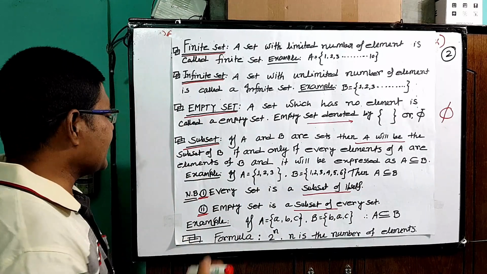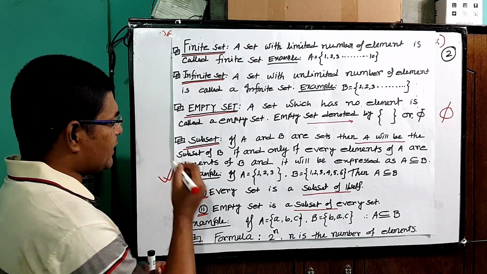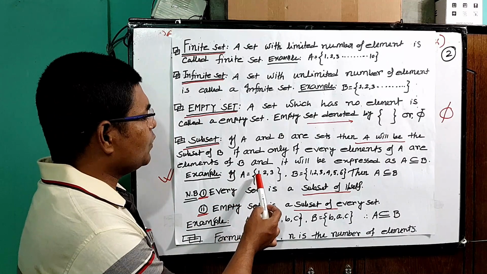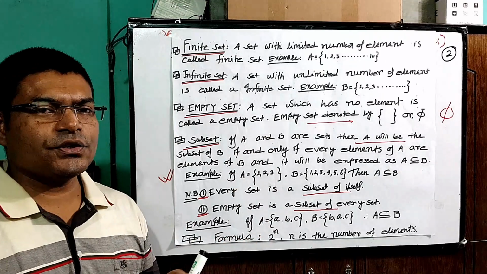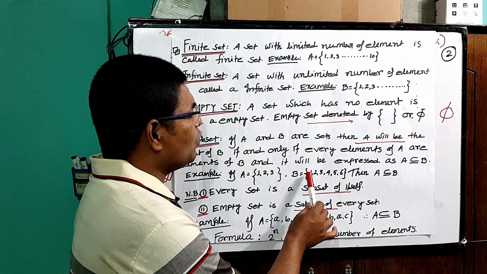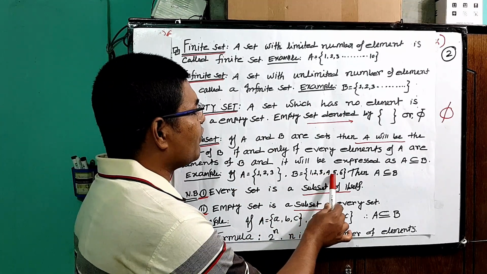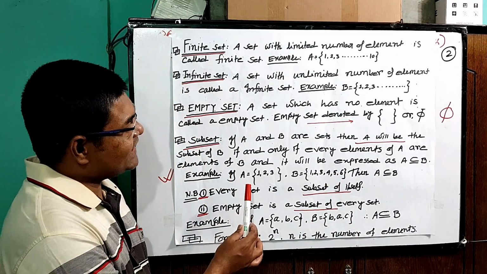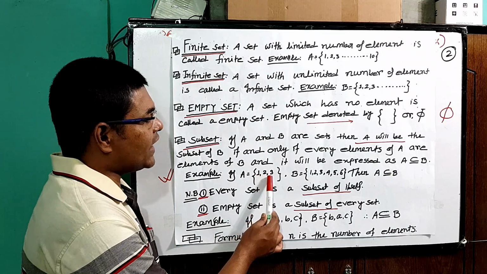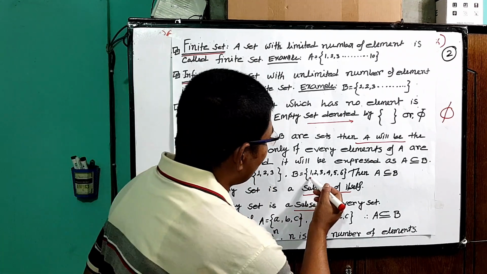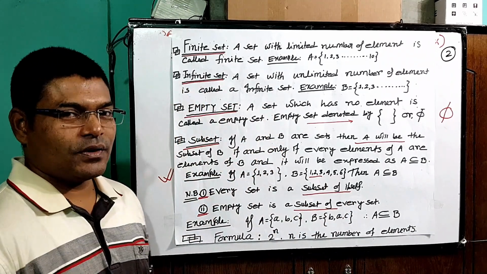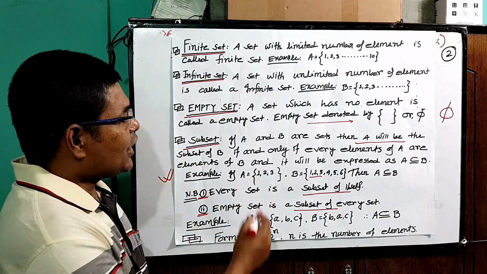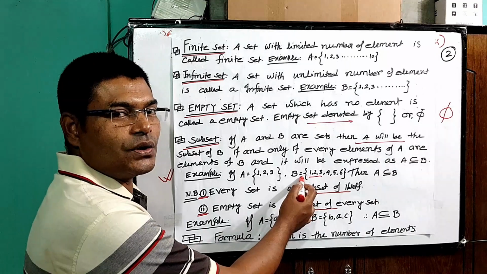So you can see the example. If you follow the example, then it will be clear. If A equal to {1, 2, 3} and B equal to {1, 2, 3, 4, 5, 6}. So you can see here there are 3 elements, 1, 2, and 3. 1, 2, and 3 belong to B.